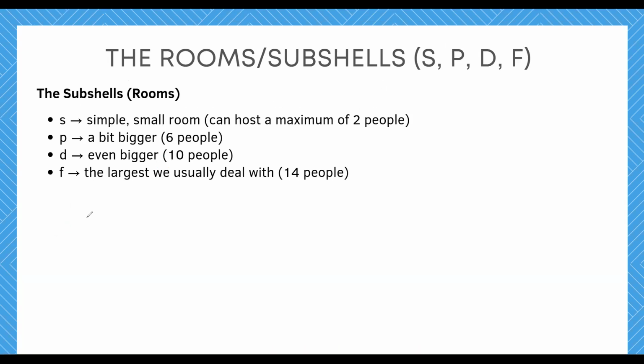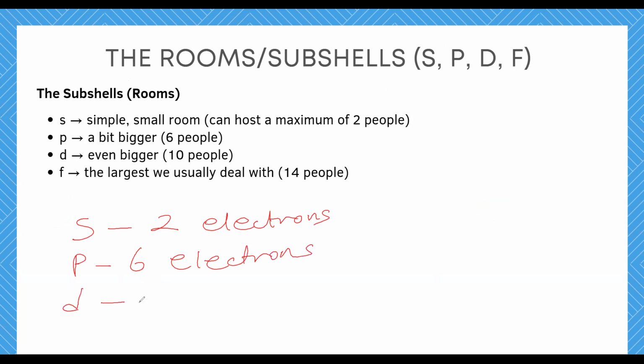Now, the first shell, which is the S shell, is a simple shell that can host 2 electrons. The second one, which is the P shell, can host a maximum of 6 electrons. The third one, which is the D shell, can host a maximum of 10 electrons. And the final one, which is the F subshell, can host a maximum of 14 electrons. If you're writing it down, can you please write this down for me?